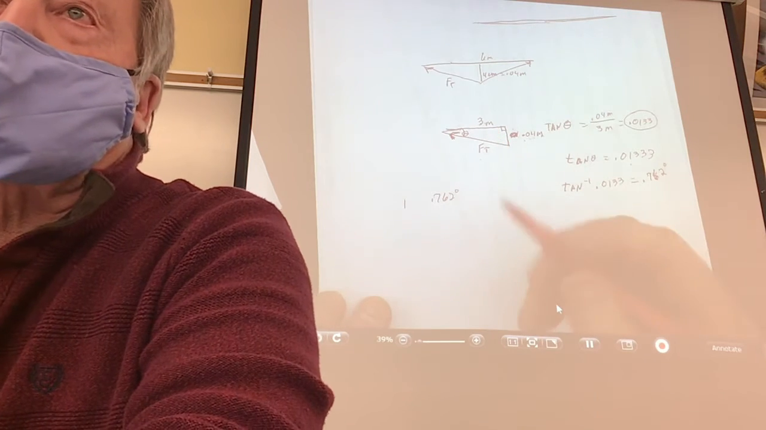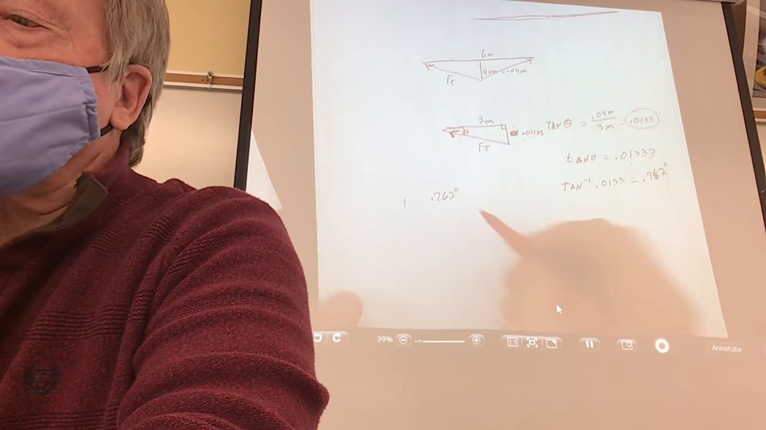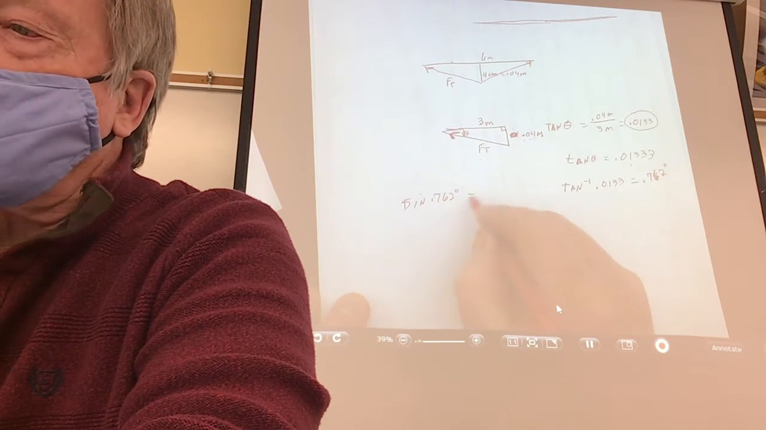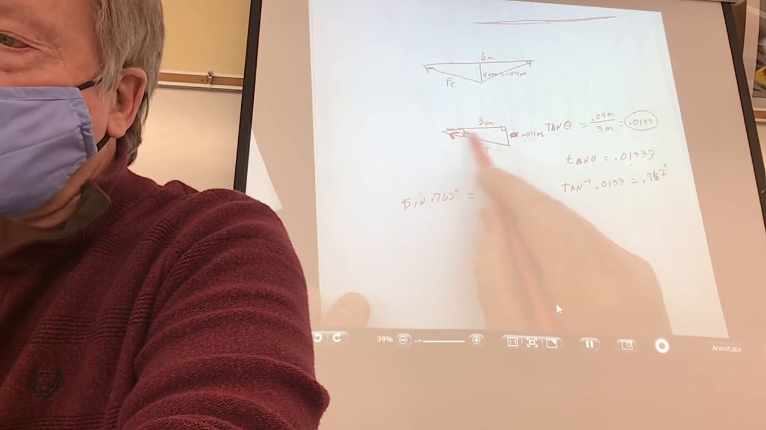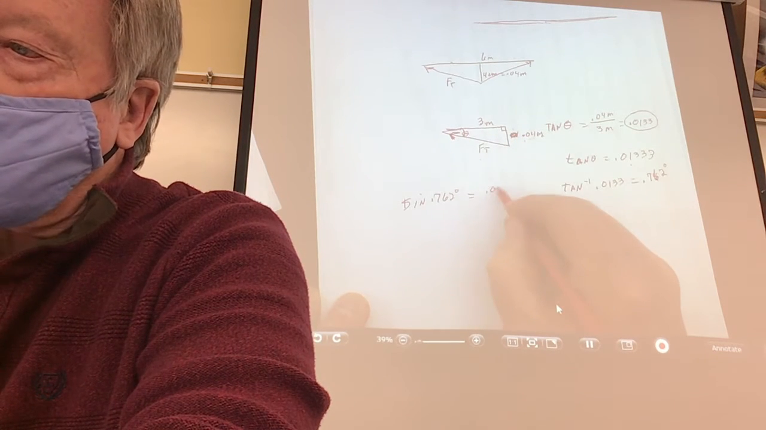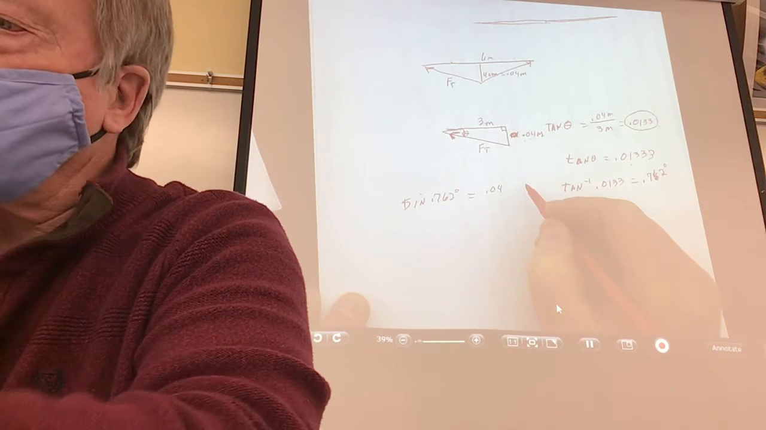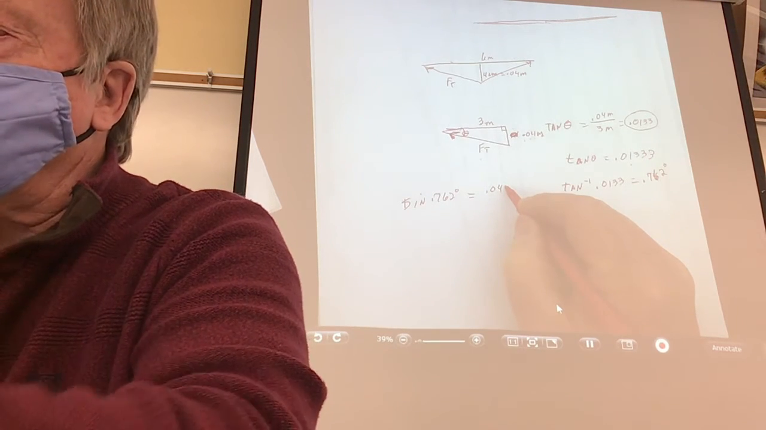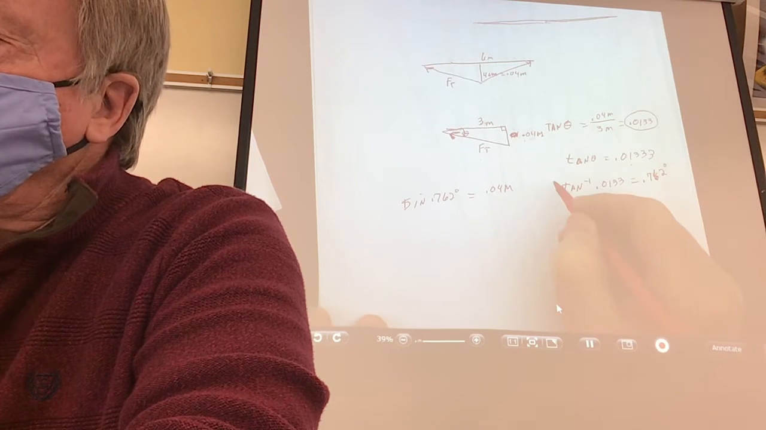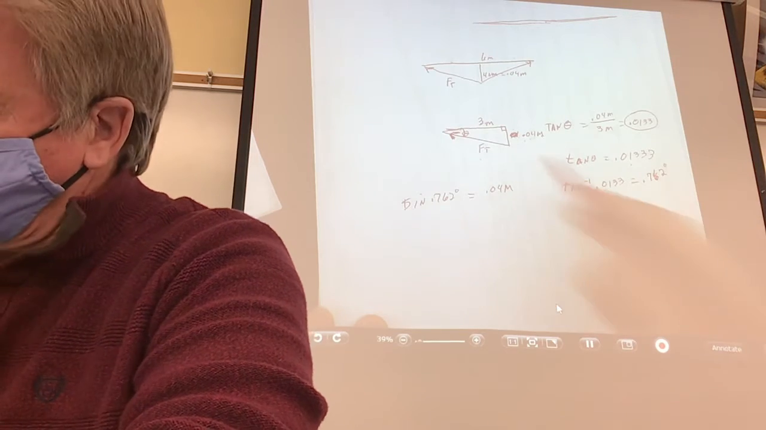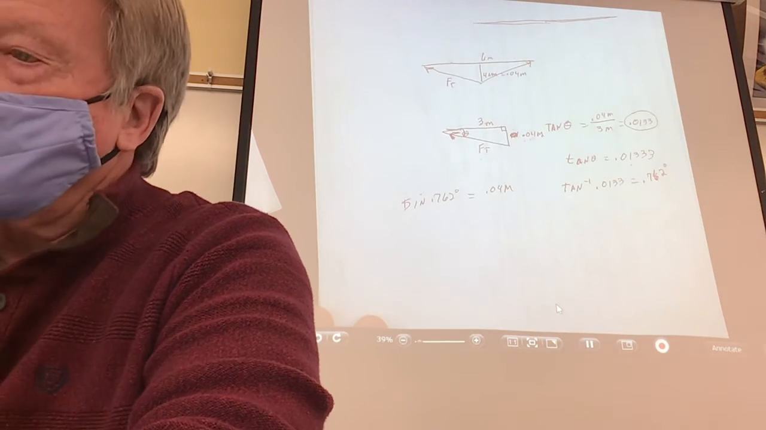Here's what I'd like you to do, all right? I'd like you to try them both. So let's try it. The sine of this angle, as seen through the eyes of that angle, equals the opposite, which is 0.04. Make sure I do meters. Oh, wait a minute. I'm sorry. Oops. Is that right? Okay.